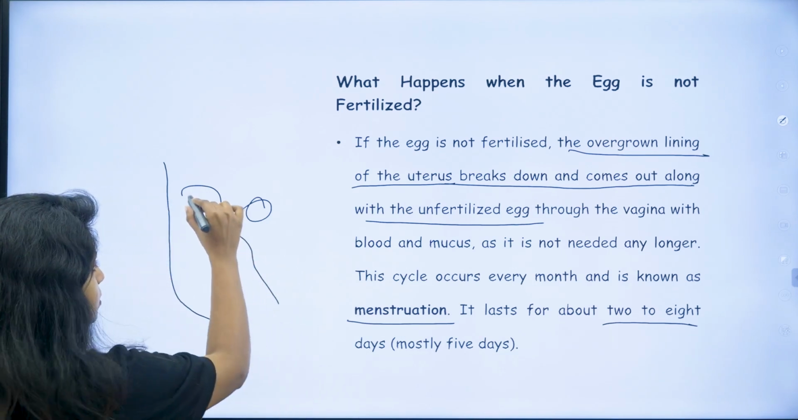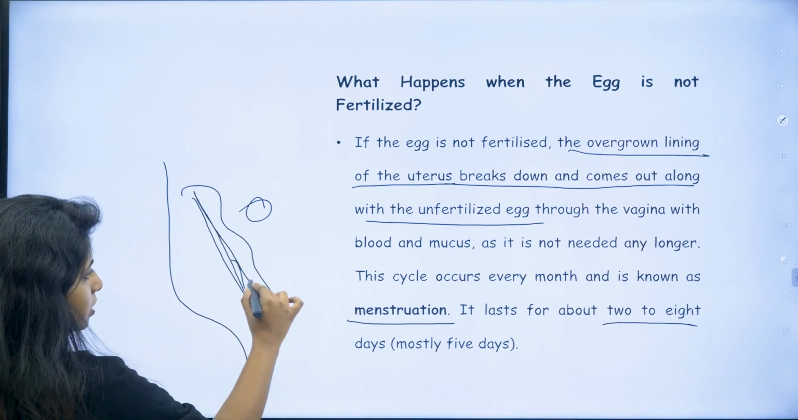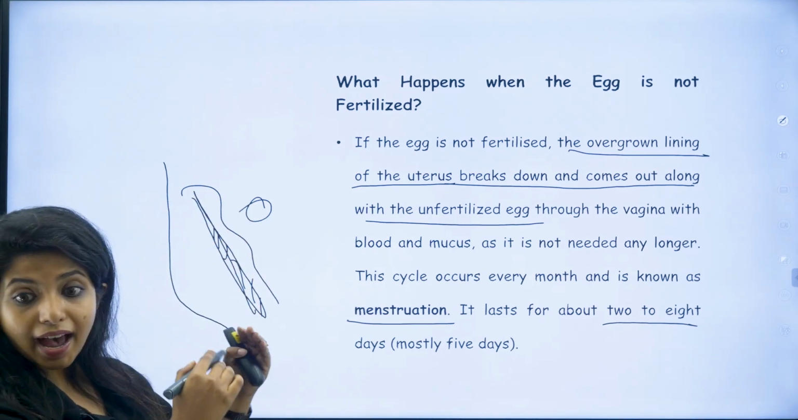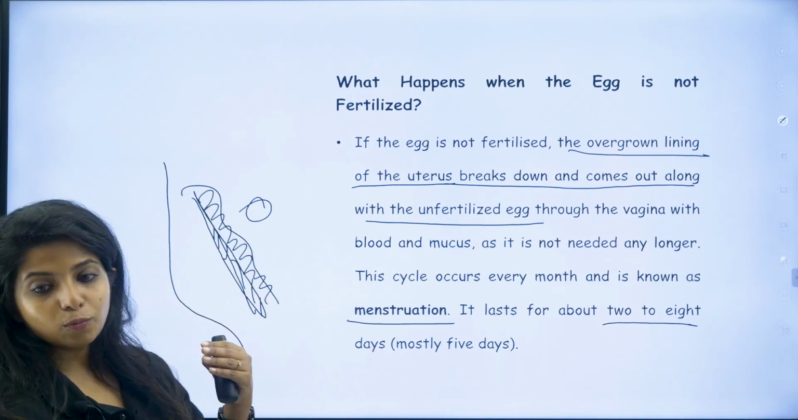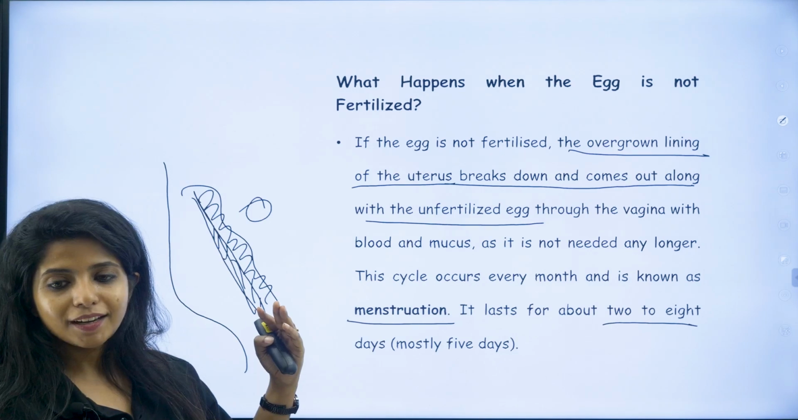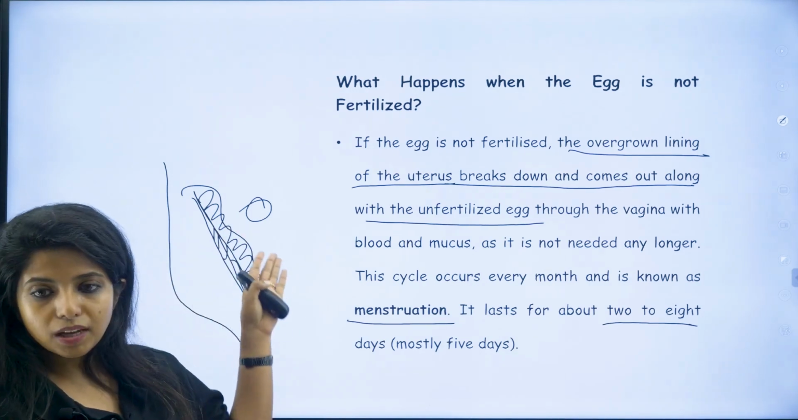The basal membrane remains the same. It is a part of the endometrium, but it remains there because it has to make the next layer of the upper endometrium. So the basal layer always stays there, and the upper layer sheds.